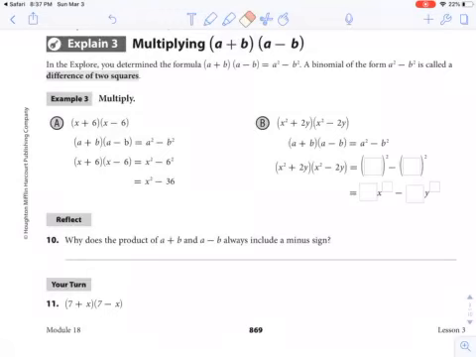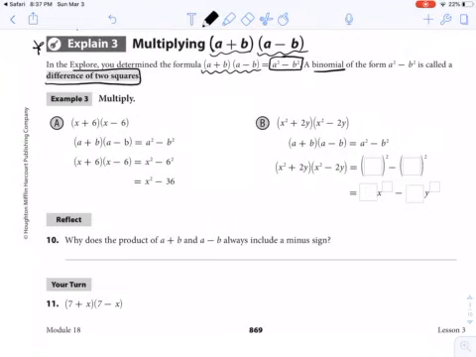Okay guys, continuing on with 18.3, we're looking at explain 3. And we're looking at multiplying the quantity of a plus b times the quantity of a minus b. Okay, and so a plus b times a minus b will give us a squared minus b squared, which is a binomial of the form a squared minus b squared, called a difference of two squares.